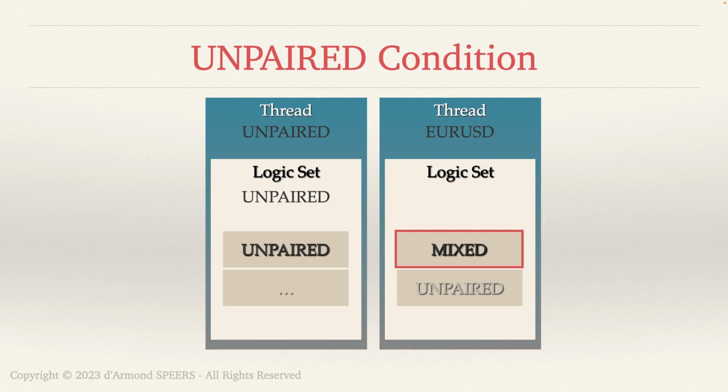So be more strategic about where you put your unpaired conditions. If you're just getting data that is being used by a mixed condition as part of its logic, then that can be in a mixed logic set because it's not acting alone. But if it is acting alone, then consider putting it in its own logic set so it will only perform its actions one time when it evaluates as true, especially if the strategy is running for multiple symbols.